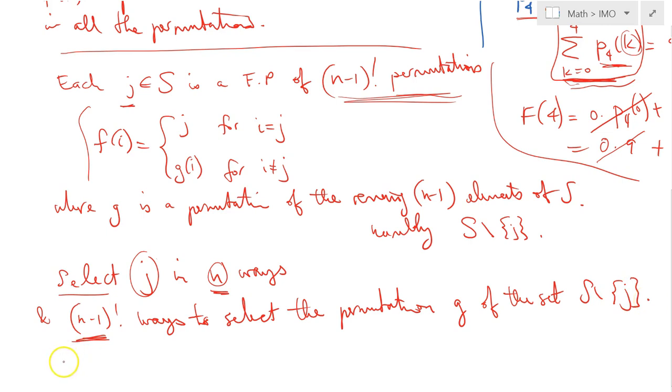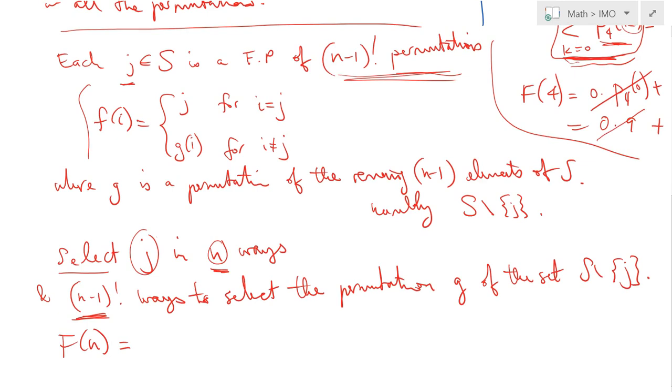And as a result, f of n, the number of all the fixed points in all the permutations, is therefore equal to n times, and because it's an AND condition, times n minus 1 factorial, which is equal to n factorial. And it is quite straightforward, no tricks, and that's it.